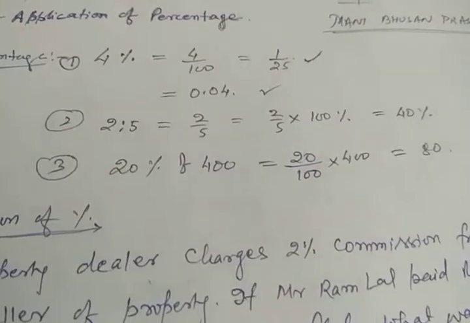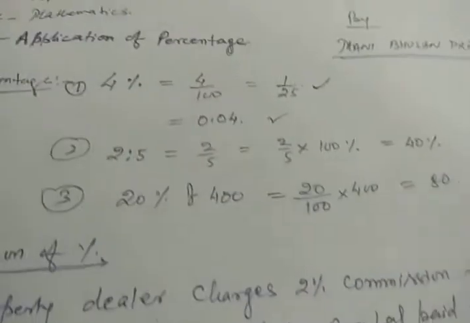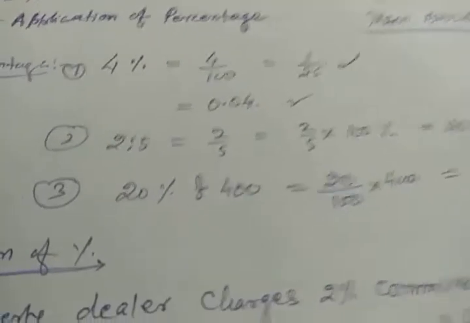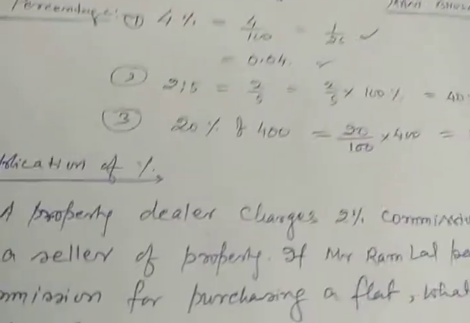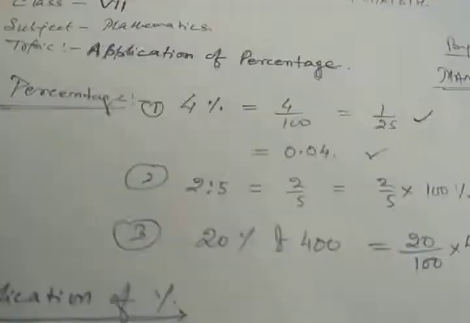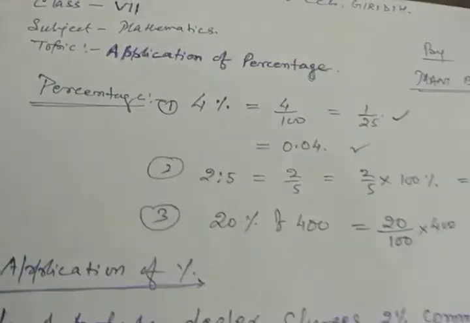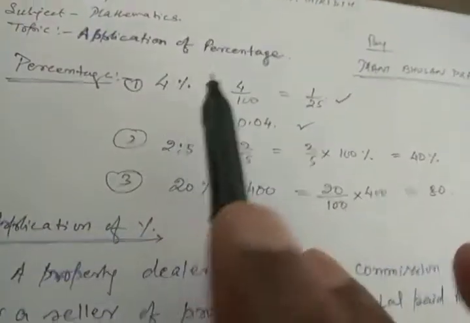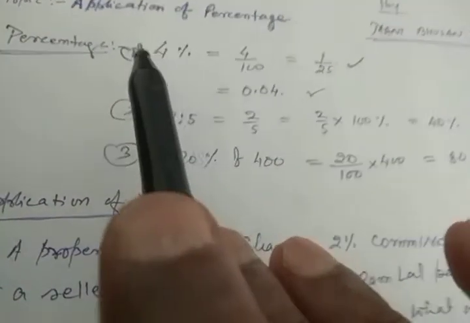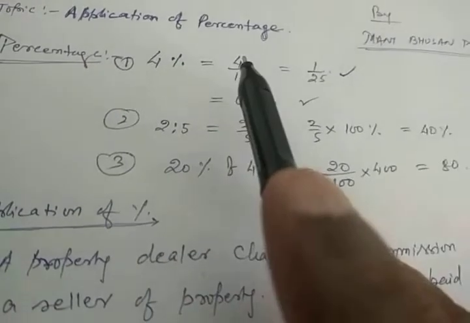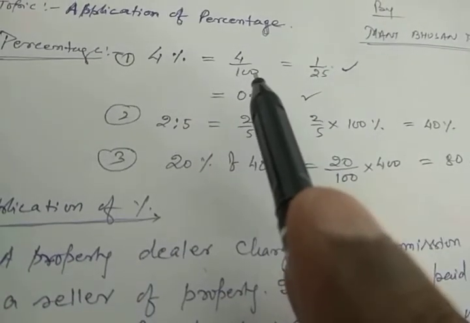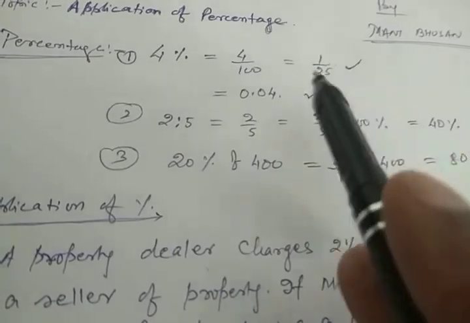Okay. So the simple calculation of percentage you have learned in the previous classes. And now in class 7, these are the word problems that are called application of percentage. For that, once again I am going to say, what is 4%? Remember, 4% means 4 by 100. If you simplify, it will be 1 by 25.